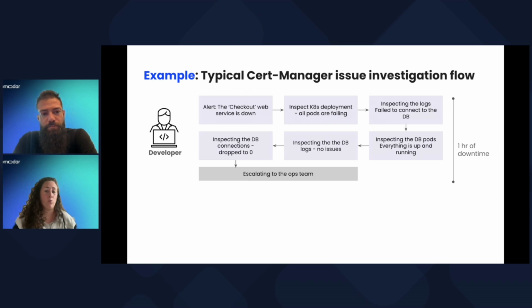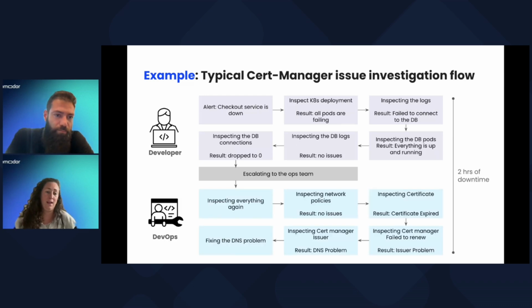So after 1 hour of downtime and a lot of frustration and time waste, they reach out to the DevOps, of course. So what does the DevOps person do? The first thing is to do all of that all over again.